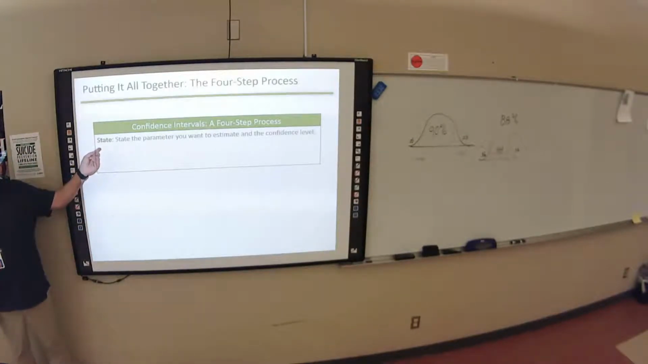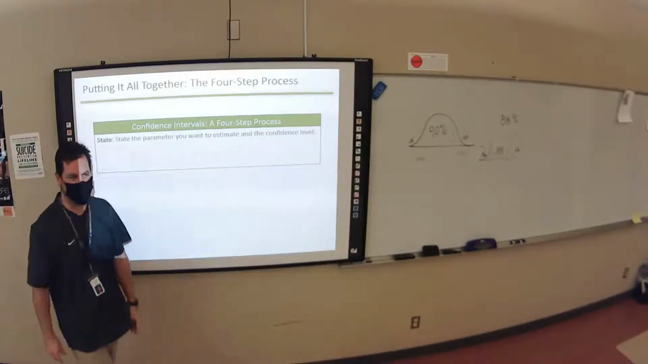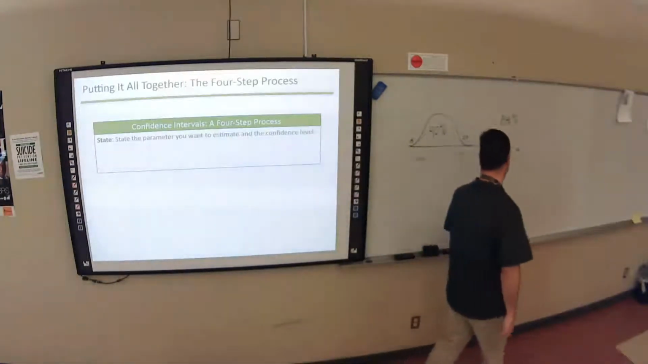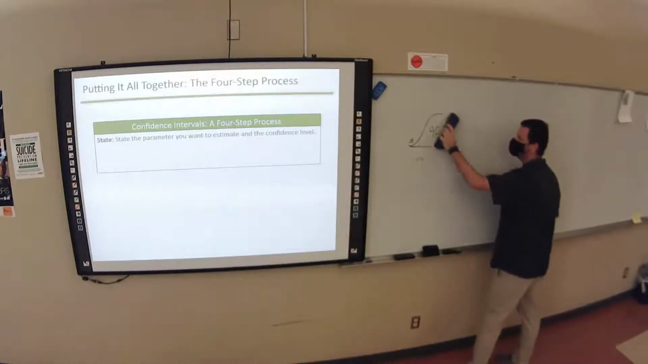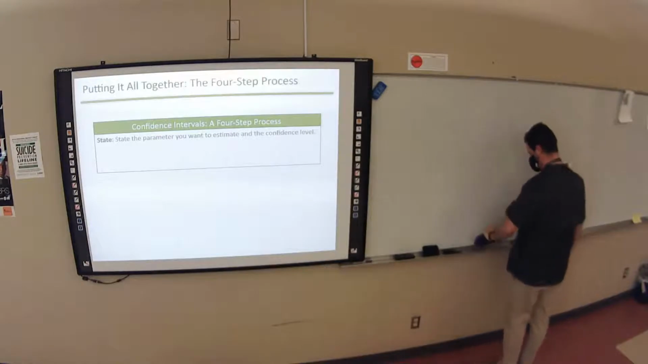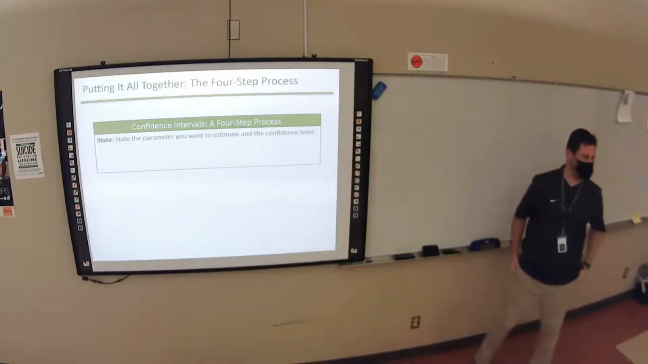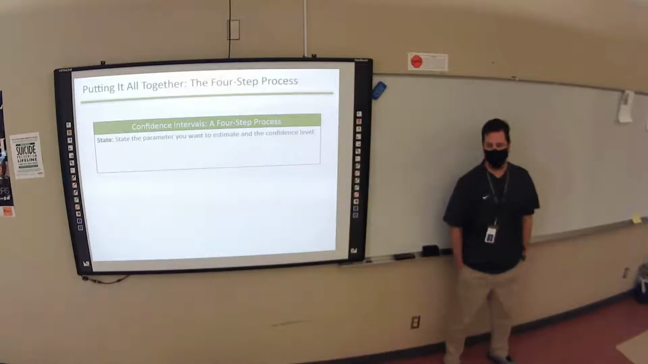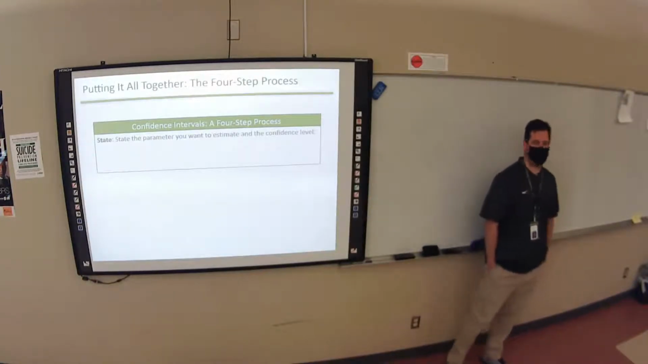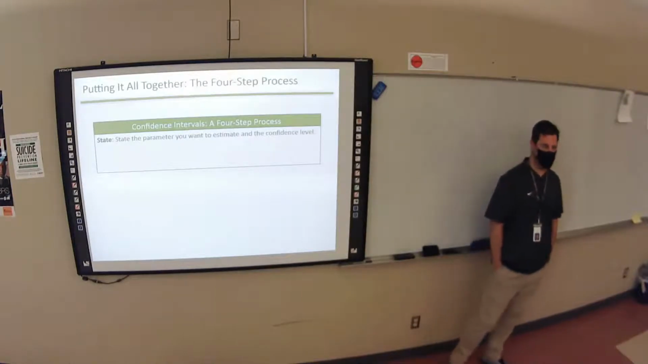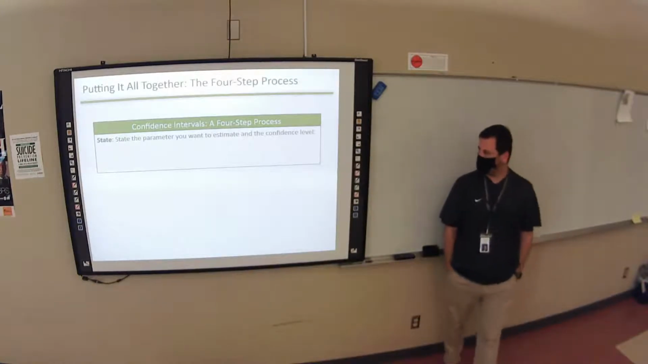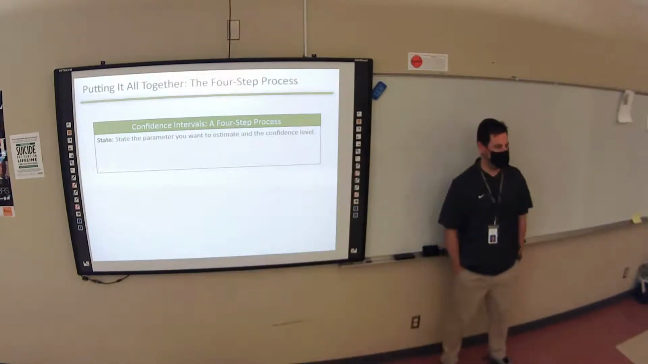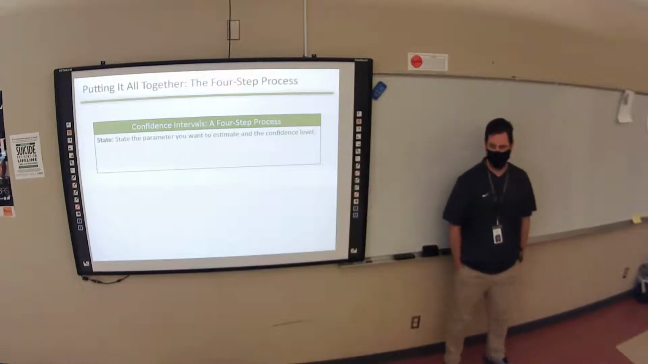State the parameter you want to estimate and the confidence level. We are trying to find out the proportion of people in America that have a dog. We're trying to find out the proportion of cars in the United States that are white at a 95% confidence interval or level, either way. So state the parameter you want to estimate and the level.